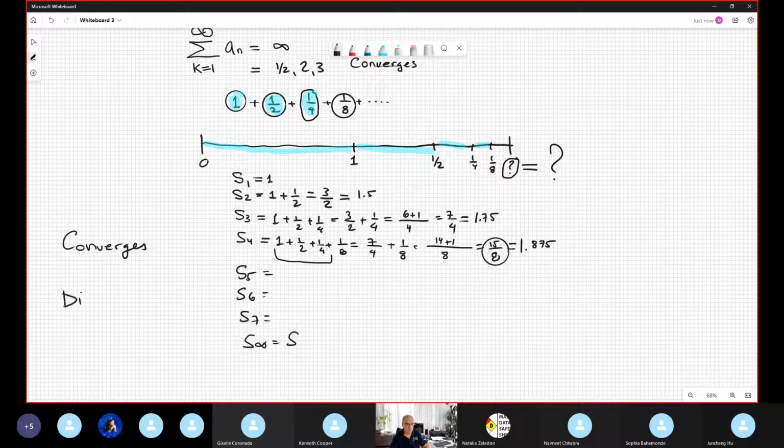Remember, divergence is a technical name used by mathematicians, divergence to infinity for a series. And this is not infinity, it's a number. Suppose, I don't know, a number.